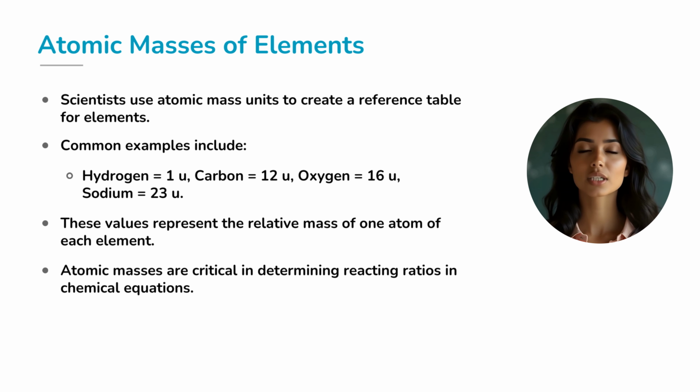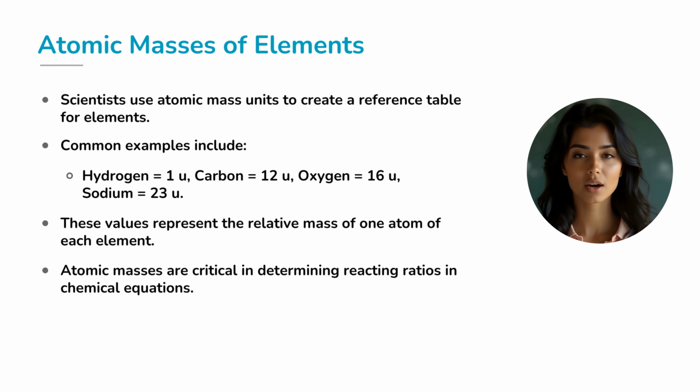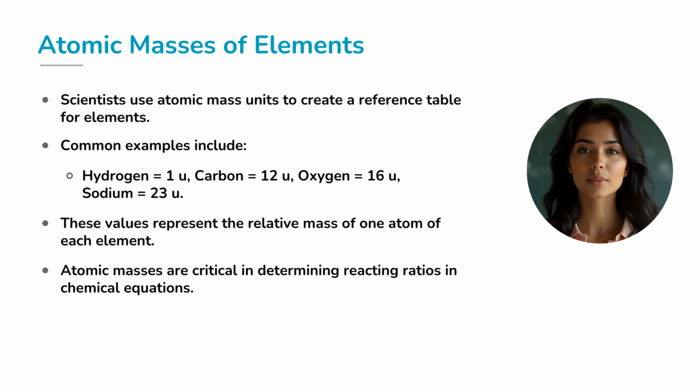Using the atomic mass unit, we can now compare and list the masses of atoms across the periodic table. Here are some examples. Hydrogen equals 1 atomic mass unit, oxygen equals 16, sodium equals 23, chlorine equals 35.5, calcium equals 40. These masses help us predict how much of one element will react with another and are the backbone of chemical equations. Imagine trying to cook without knowing the exact quantity of ingredients. Chemistry without atomic mass would be just as chaotic.